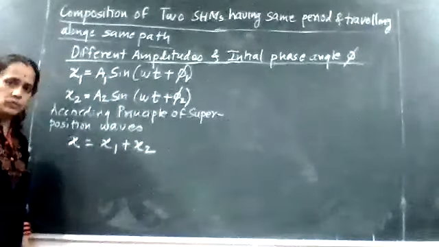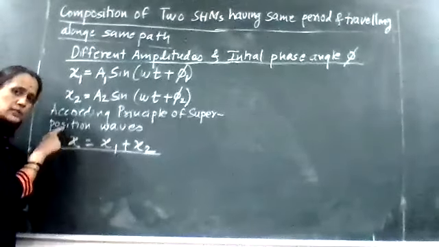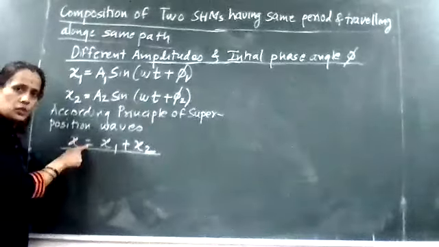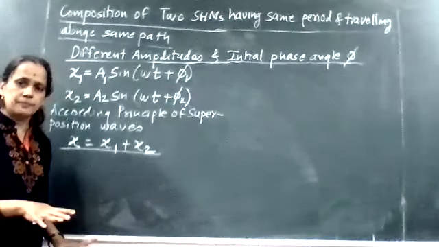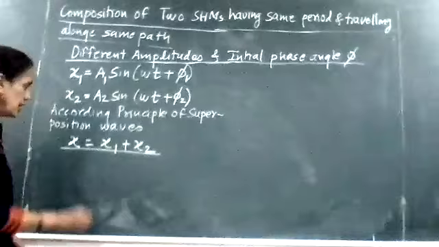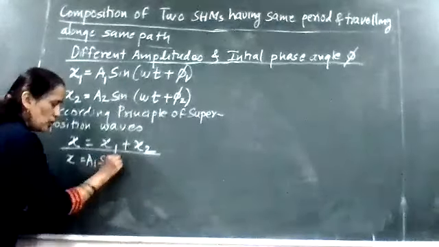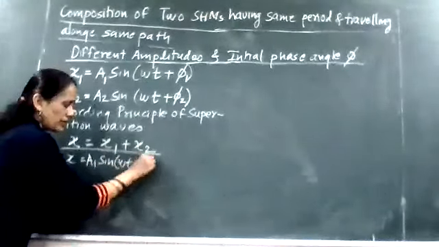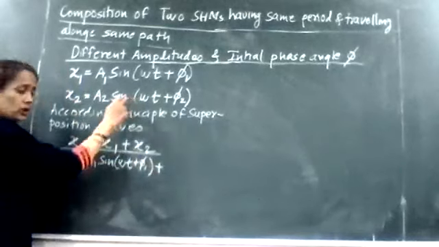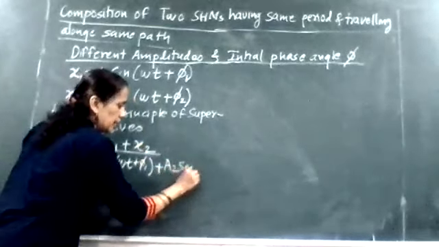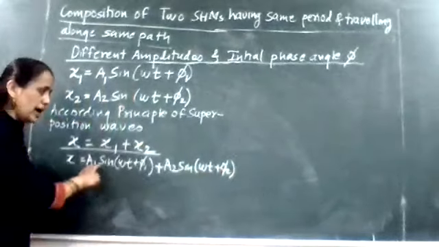Now I can just put in the values. So what is the principle of superposition of waves? The resultant displacement of the composition of SHM is equal to the vector sum of the displacement produced by each wave independently. Clear? So that equation I have written. Now in this equation I can put the value of x1. What is x1? A1 sine(omega t plus phi1). This is your x1 value. Plus, now I can put x2. What is x2? A2 sine(omega t plus phi2). Clear? I have added it.